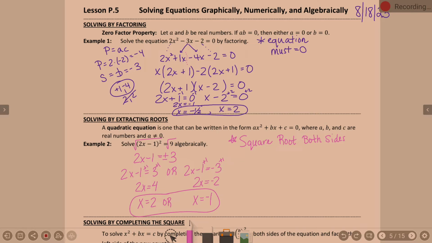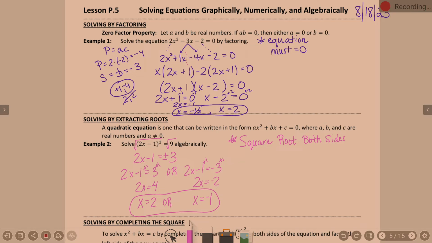I'm assuming we can handle that very basic solving, minus the careless mistakes with negatives or whatever you might have done along the way, right? Okay, so that is solving by extracting square roots, or by extracting roots. It's basically taking the square roots of both sides.